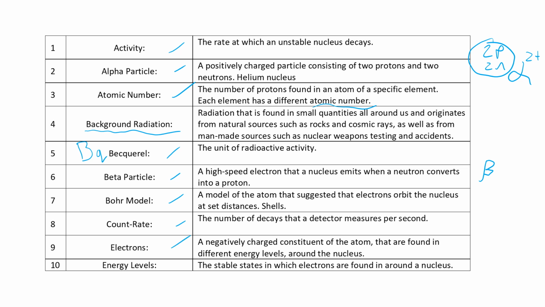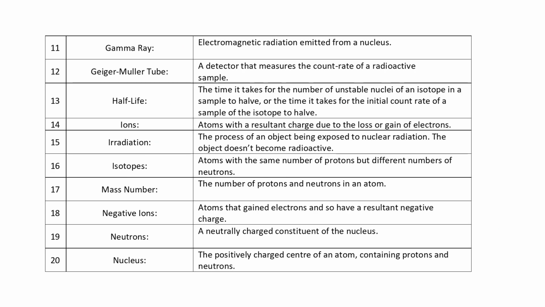The stable states in which electrons are found around a nucleus, so you've got your nucleus and then you've got your electron shells around the outside. They are the different energy levels. Okay, so then you've got electromagnetic radiation emitted from the nucleus, often drawn as a wave like that, and that is a gamma ray. A detector that measures the count rate of a radioactive sample is a Geiger-Müller tube, or sometimes it's just called a Geiger counter. It's one of those devices that makes that clicking noise you see on TV programs.